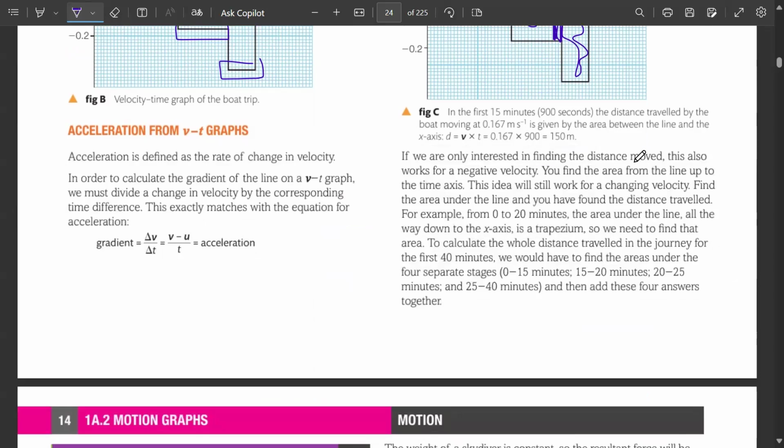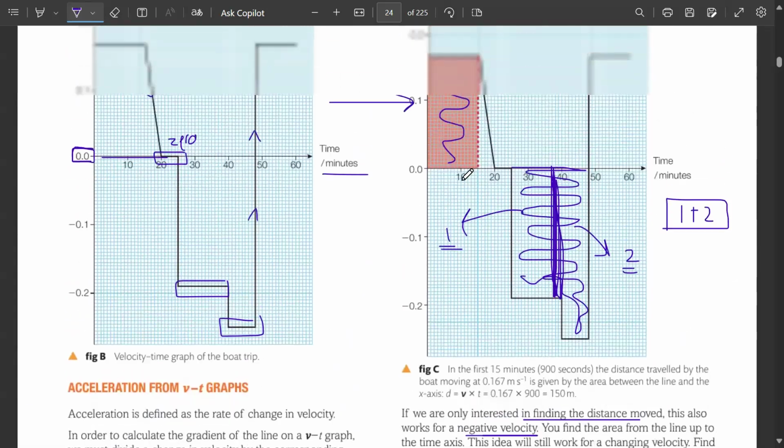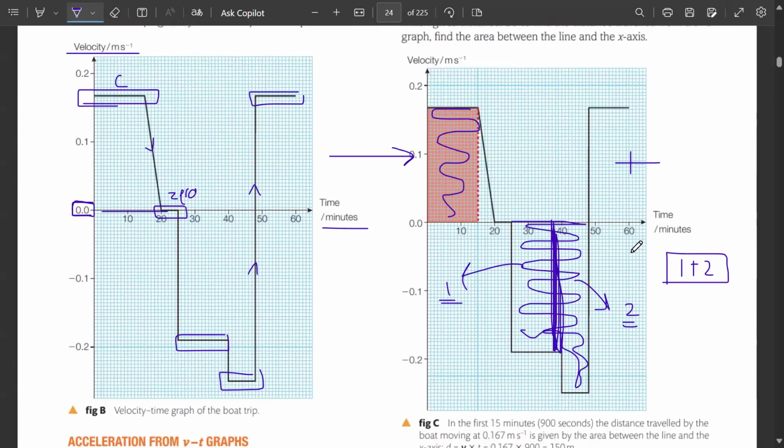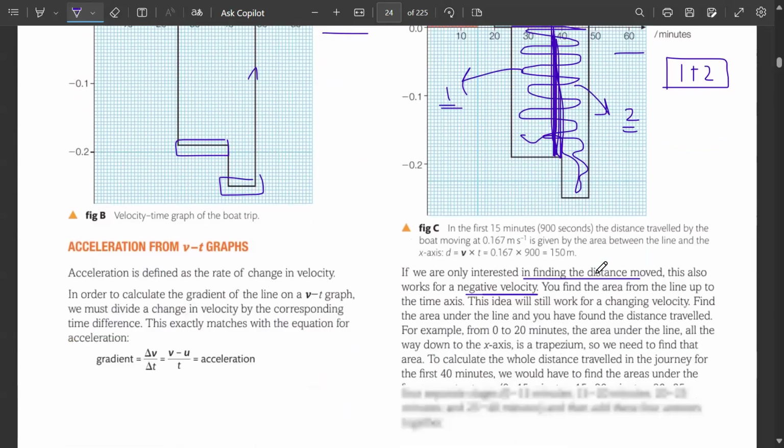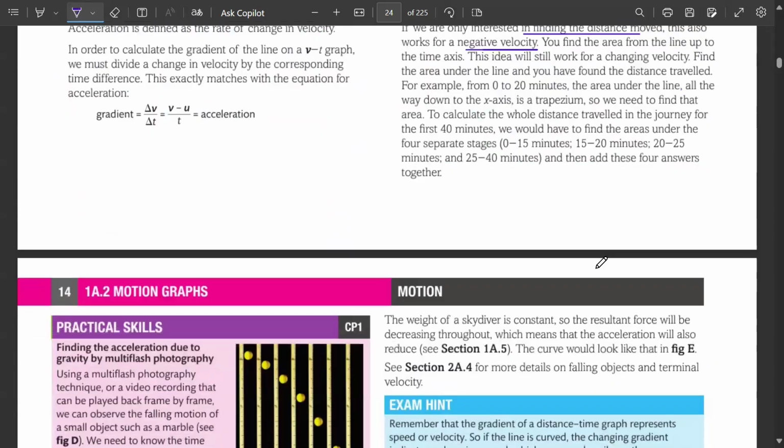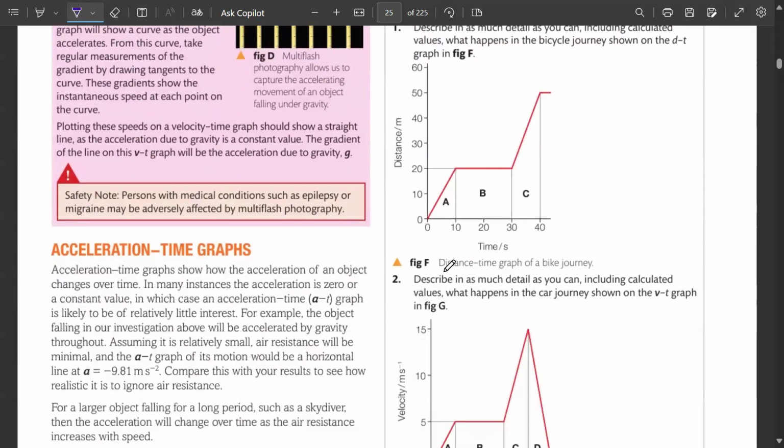If we are only interested in finding the distance moved, it can also work for negative velocity. It doesn't matter whether the velocity is in the positive region of the graph or the negative, the distance will still be the same, and it will always be a positive answer.